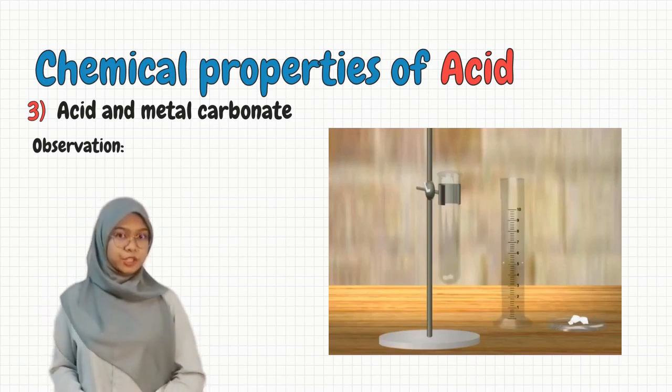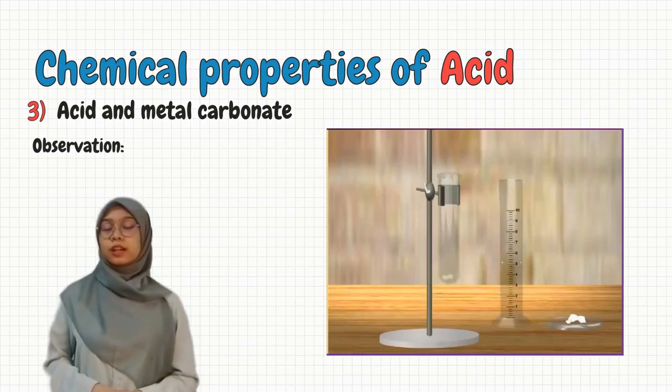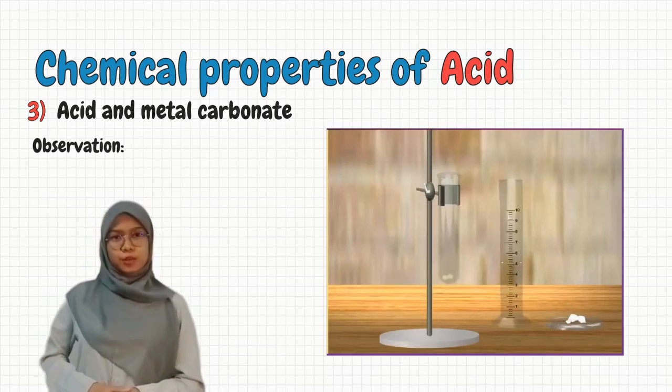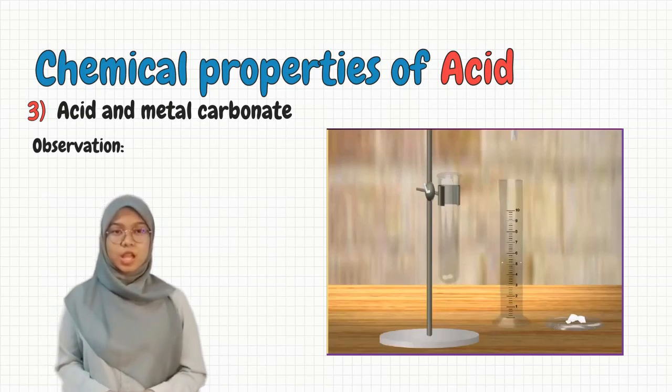As I already mentioned earlier in this video, the examples of metal carbonate that we can use to react with the acid are calcium carbonate and sodium carbonate. Let's find out what is going to happen when the acid reacts with metal carbonate.